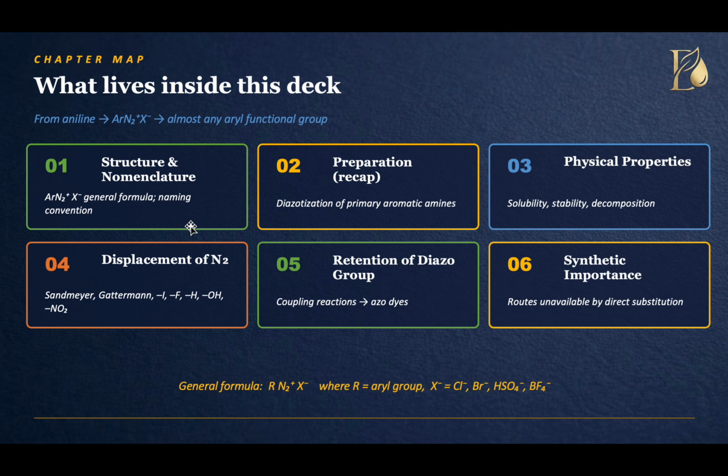We will talk about the structure and nomenclature of diazonium salts. Then we will move to the preparation parts that we have discussed already in another video. If you guys didn't watch, go and watch that video. Then come back here. We'll just recap the preparation. Then the physical properties of diazonium salt and the displacement of N2.